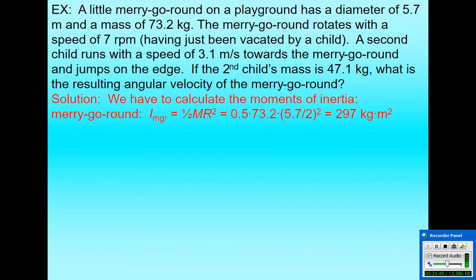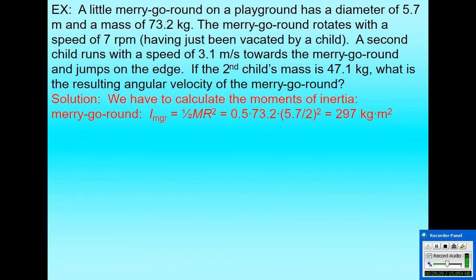But then another child decides, I'm going to run up to this merry-go-round, and I'm going to jump onto it at the edge. Crazy child. The second child, let's say, will have a speed of 3.1 meters per second at the instant they make contact with the merry-go-round. They're moving tangentially to the merry-go-round rather than directly towards the center. Let's say their mass is 47.1 kilograms. How is the angular velocity of the merry-go-round going to change? What is that final angular velocity going to be?